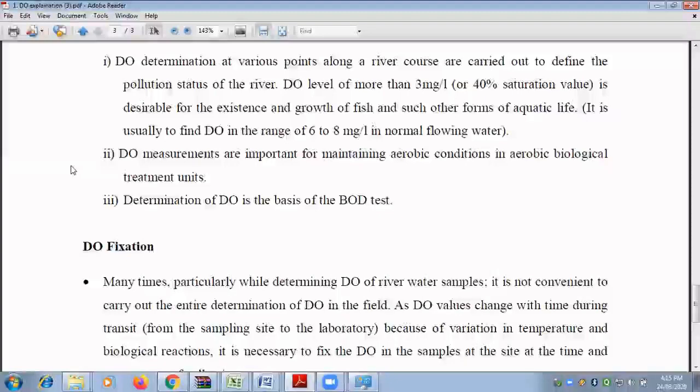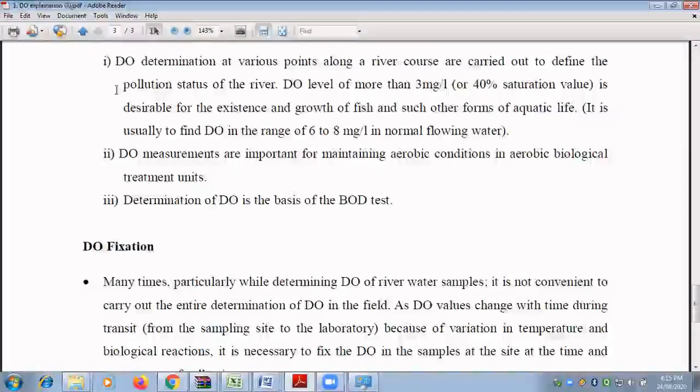We are going to find out BOD. We are going to find out BOD values of many samples. BOD is the biochemical oxygen demand. We are going to do the BOD test in the next few practicals, and in that the determination of DO is required. So this DO test forms the basis for the BOD test as well, right?